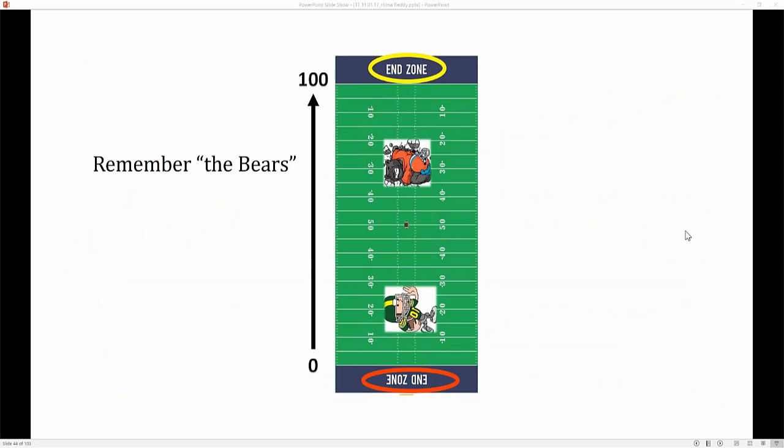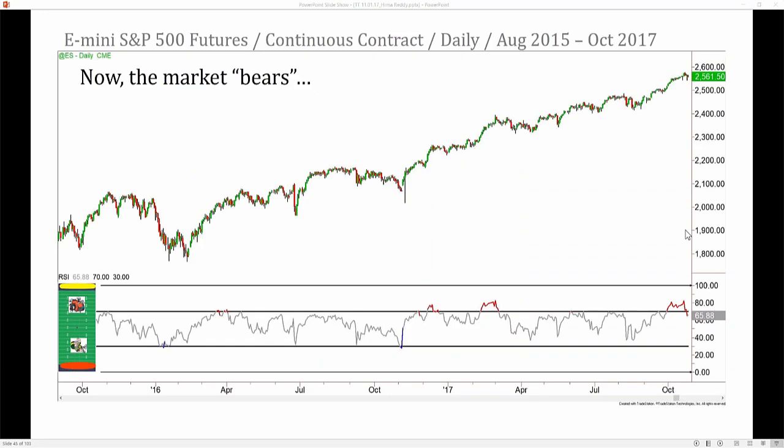So let's go back to this football analogy. Remember the Bears, okay? Bears have to get through the Packers defense to get to their end zone to score points. I specifically chose the Bears as the Packers opponent, not the Vikings, not the Lions, because this easily translates to us thinking about market bears, right? People who are short or want the market to go down.